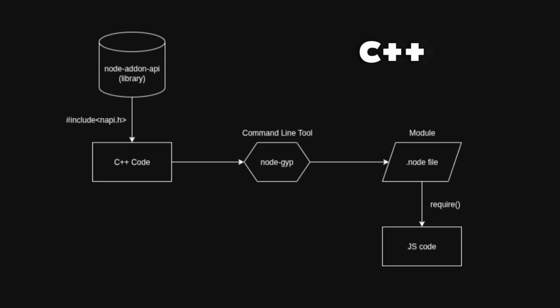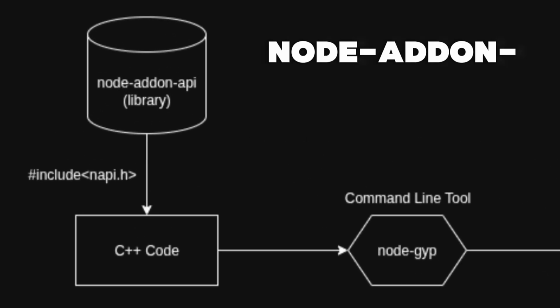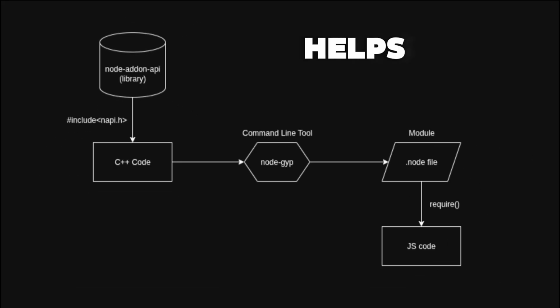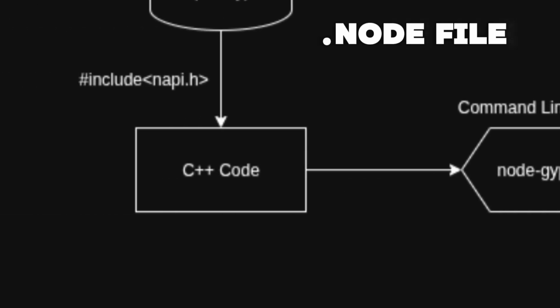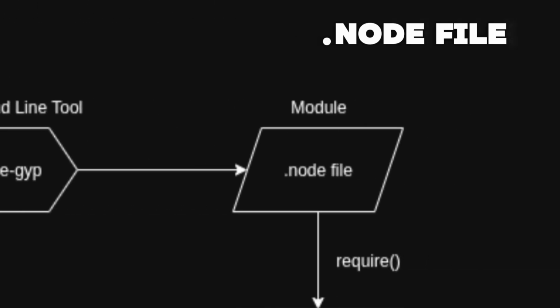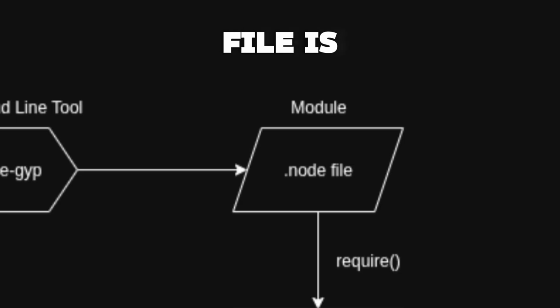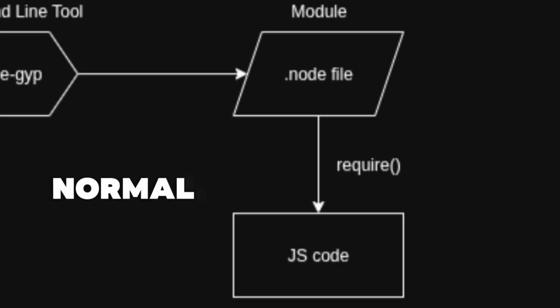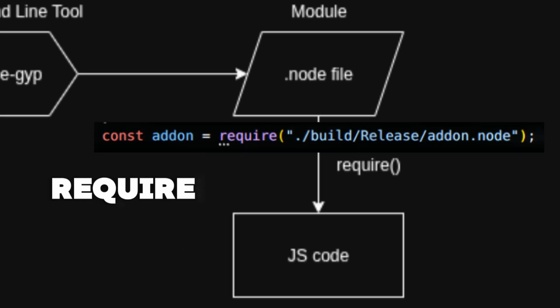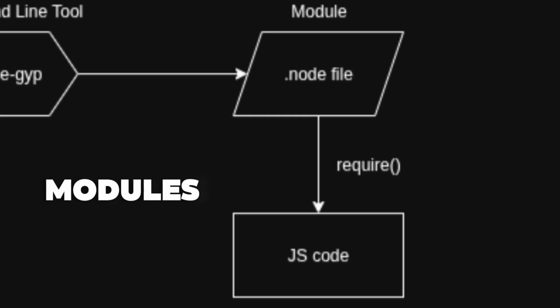We write a C++ function using the node-addon-api library that helps C++ communicate with Node.js. And then we use node-gyp, which is a command line build tool that compiles this C++ code into a .node file. This .node file is the final module that loads inside JavaScript like a normal JS module using the require function. These modules are also called native Node.js add-ons.